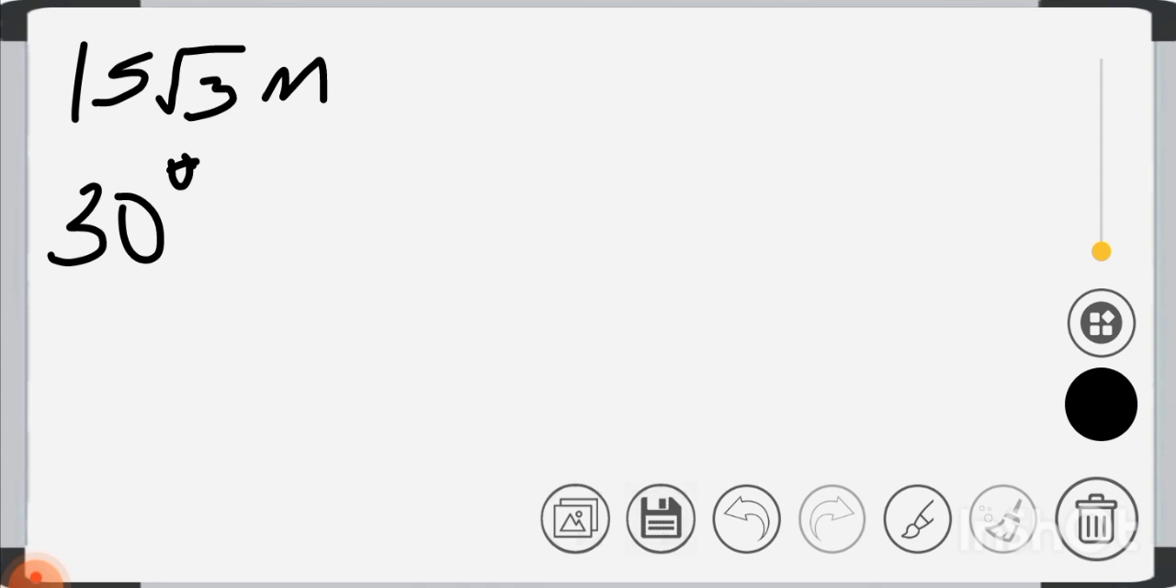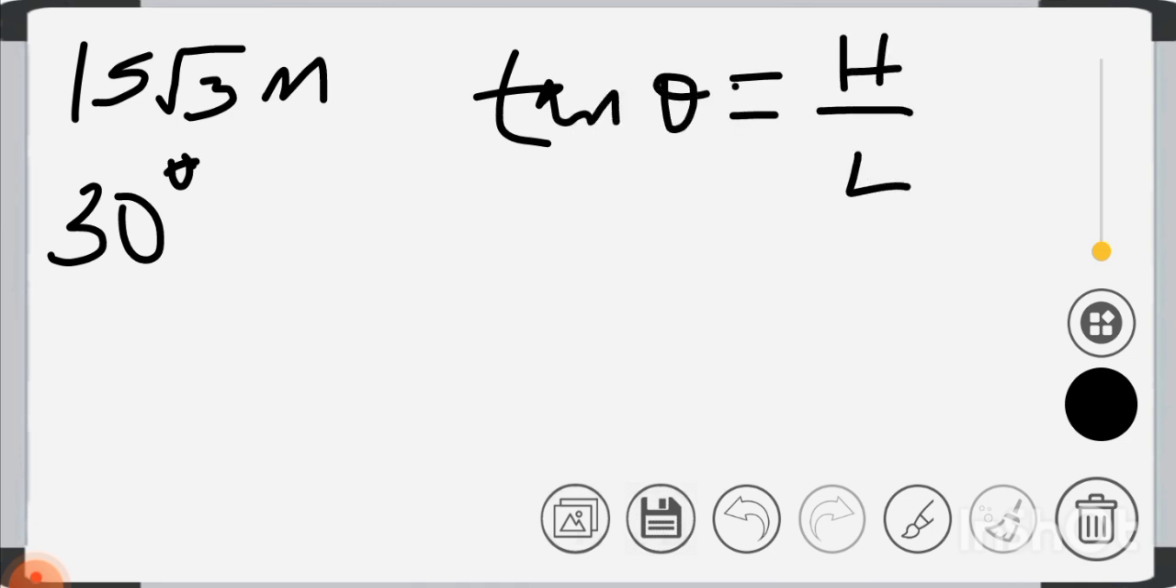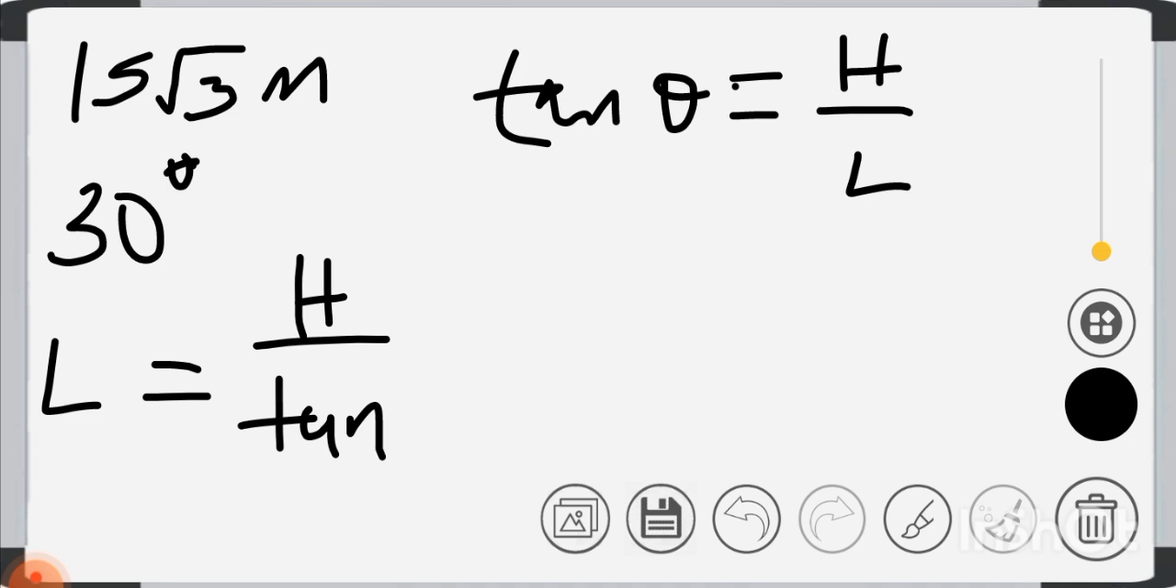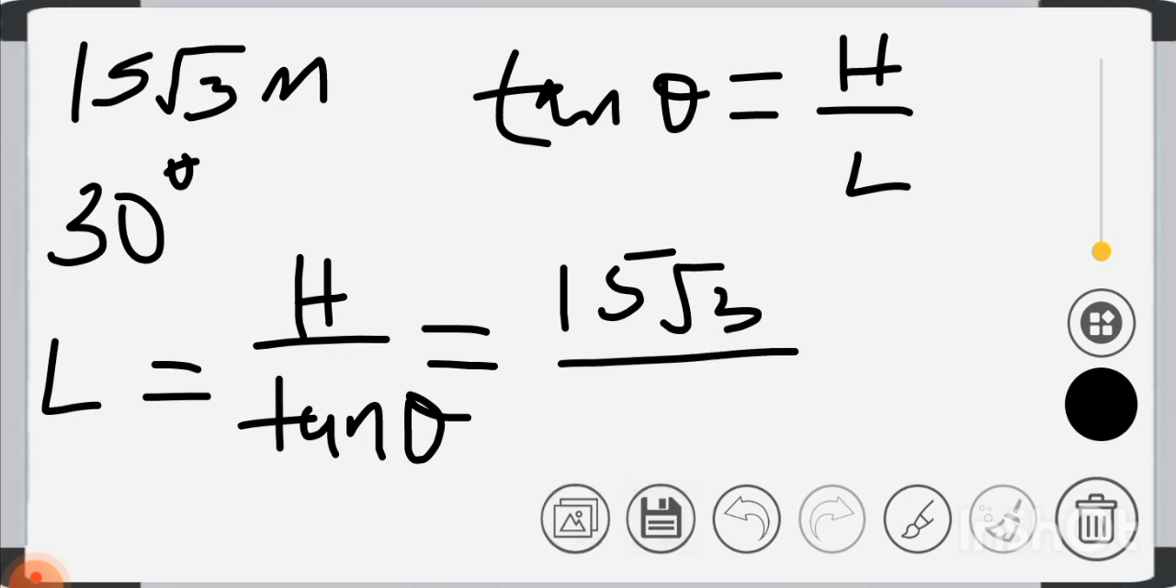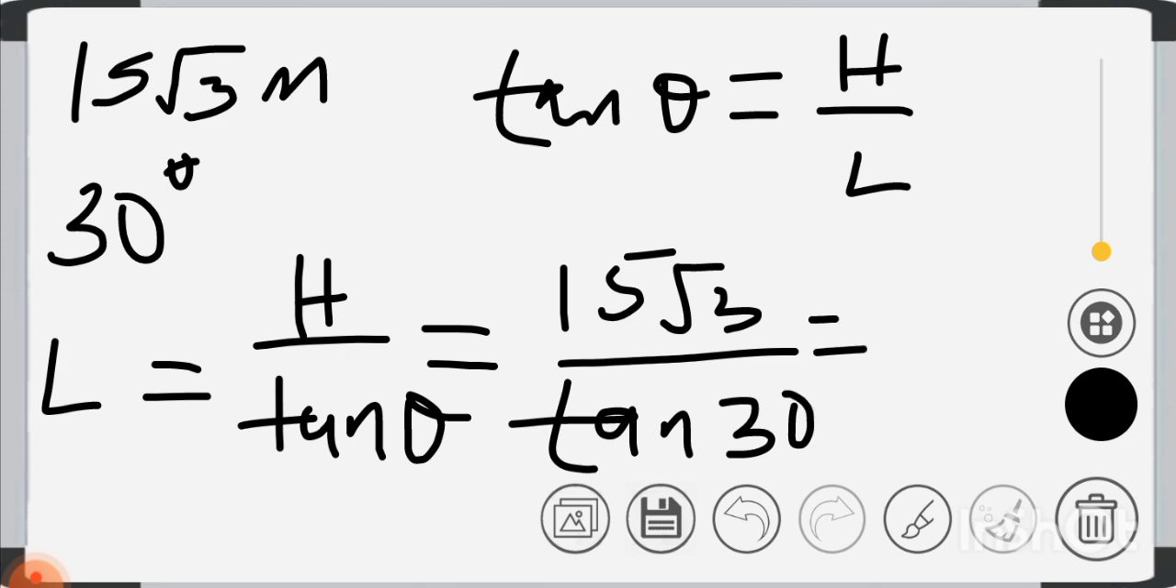Remember we said tan theta is equal to h over what? Over L. We said the length of shadow is h over tan theta. So they say calculate the length of shadow of a tree, and the tree is 15 root 3 meters, and the sun was 30 degrees high. So you do this, 15 root 3 divided by tan 30. What am I going to have? So we're going to have 45 meters.